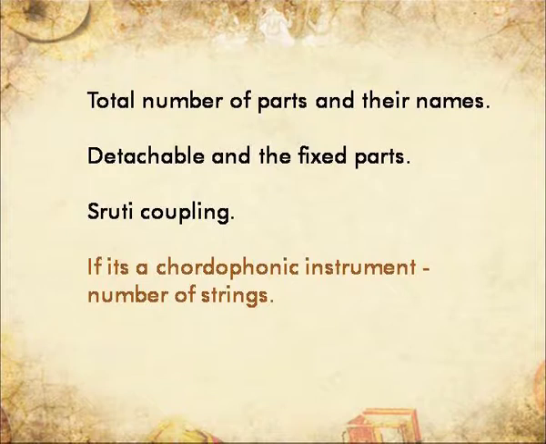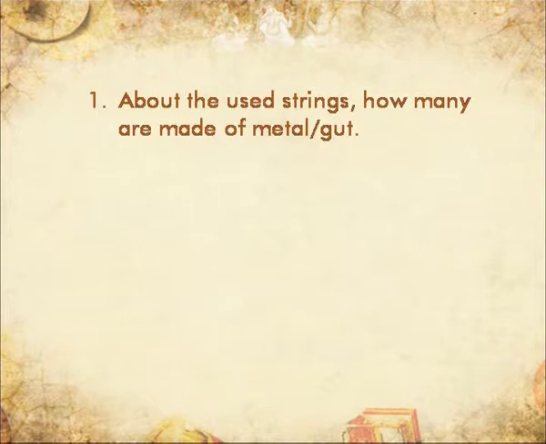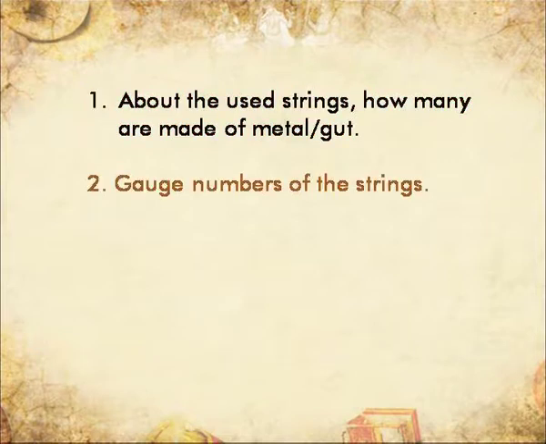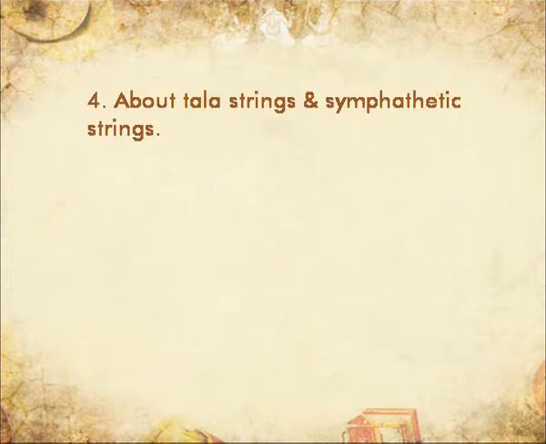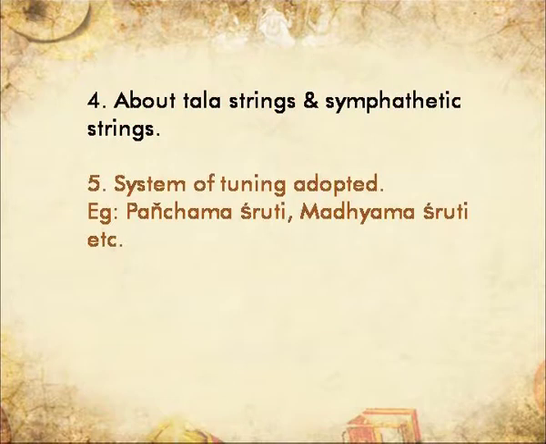If it is a chordophonic instrument, the number of strings, number of used strings, how many are of metal or of gut or of silken thread wound round by silver coil, the gauge numbers of the strings used, the notes to which the strings are tuned, the strings that are stopped and the strings that are played as open strings, whether provided with tala strings and sympathetic strings, the systems of tuning adopted, example, panchamashruti, madhyamashruti, etc.